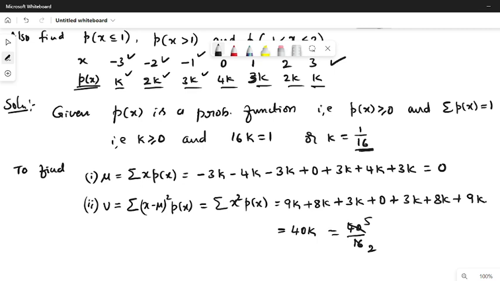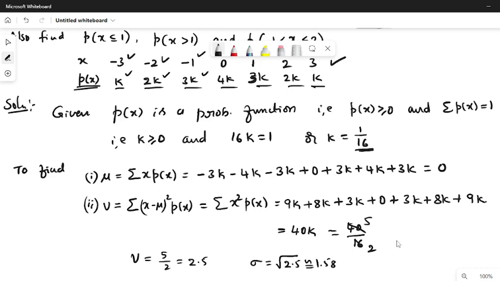So that is 40 by 16. 8 5s and 8 2s. So we get variance equal to 5 by 2, that is 2.5. And the standard deviation will be equal to square root of 2.5. It is approximately 1.58. So this completes the solution of the second part.